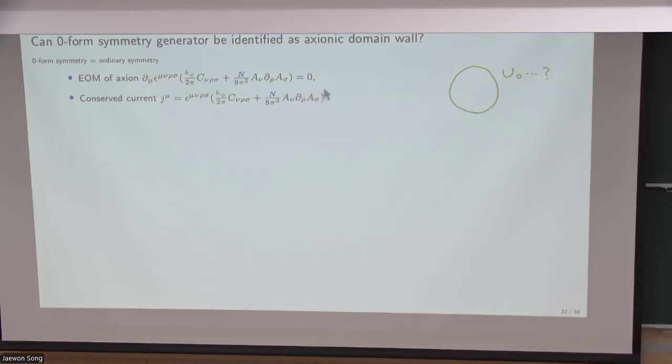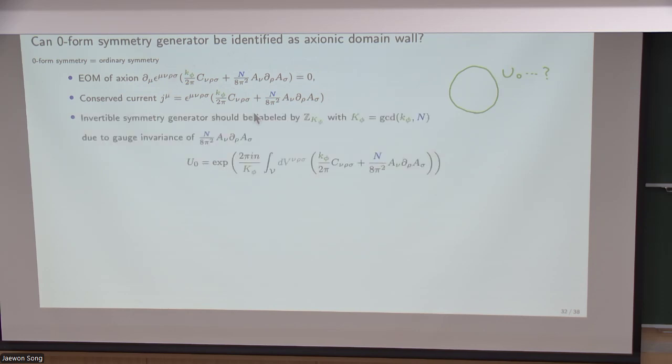So this can be regarded as a conservation law. By this conservation law, we have the conserved current, and we can construct the symmetry generator. However, there is a constraint on the symmetry generator, and the symmetry generator should be parameterized by d capital K phi. Here, this capital K phi is the greatest common divisor of the domain wall number and the axion photon coupling. This is due to the gauge invariance, including the term from the axion photon coupling.